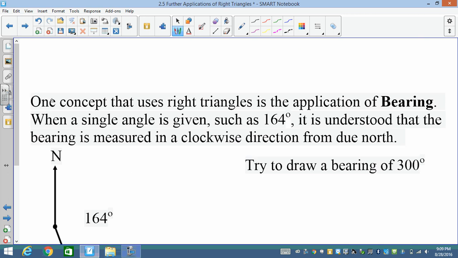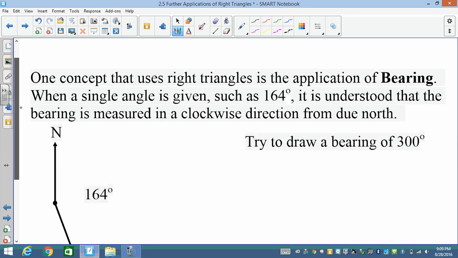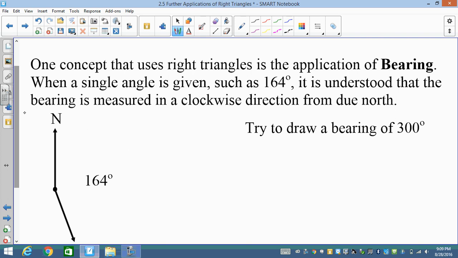Okay, so the first concept that uses right triangles is the application of bearing. When a single angle is given, such as 164 degrees, it is understood that the bearing is measured in a clockwise direction from due north. So this one here would be the 164. You can see it's more than a 90-degree angle, but not quite 180. There's the north, and then we have our bearing.